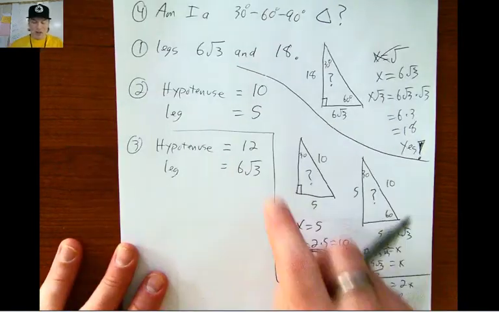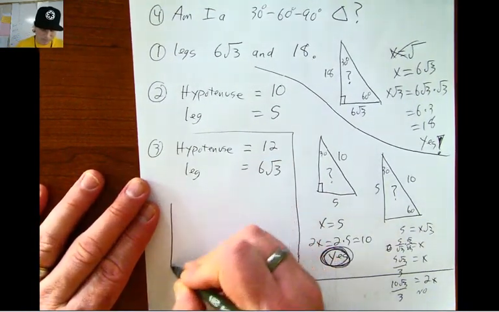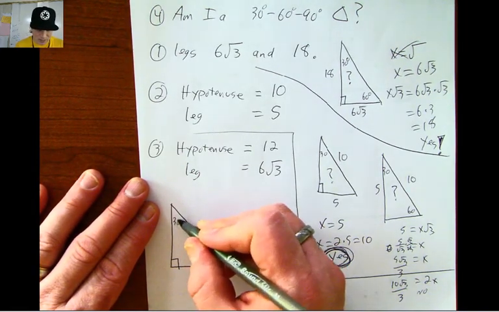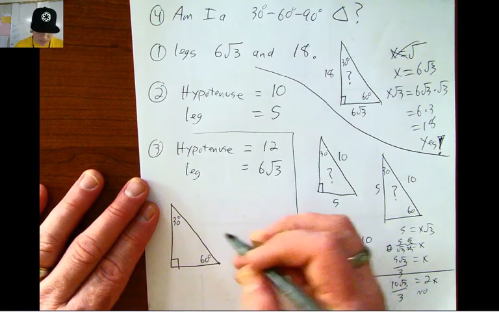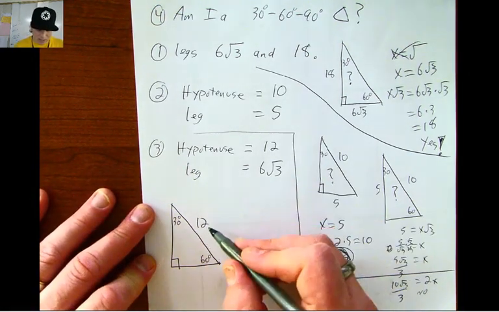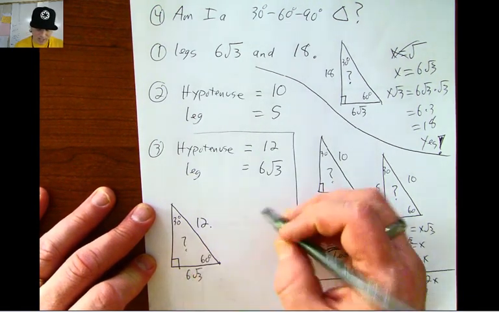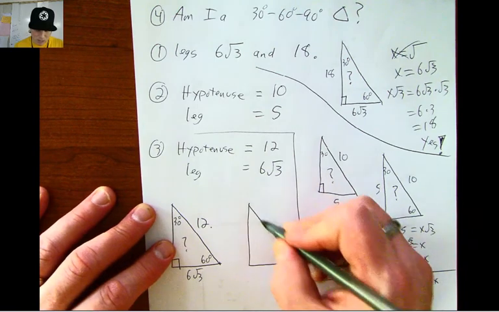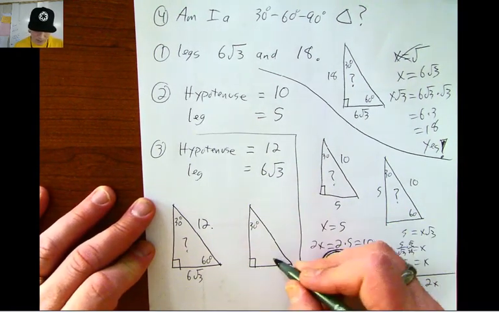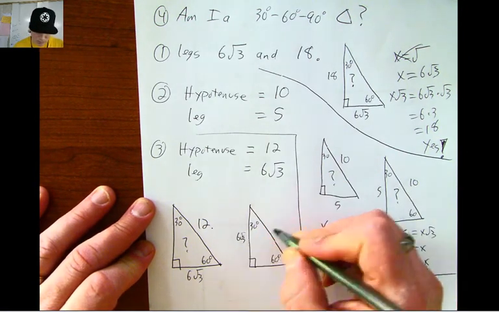Last one. They give me a hypotenuse. They give me a leg. And like I said earlier, the answer to this is yes. I want to make sure that you see scenarios where the answer is yes. It could be like this, that the hypotenuse is 12 and this leg is 6 root 3. Is this a feasible scenario? Or is it this one where this is 30, this is 60, and this leg is 6 root 3, and this is 12?